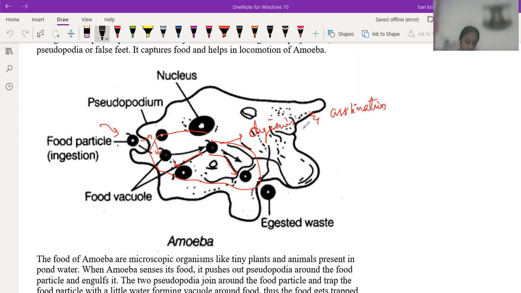Sir, in my textbook it says that the pseudopodium actually changes the shape of the part, sir. Yeah, sir, it changes because the pseudopodium moves from any side.